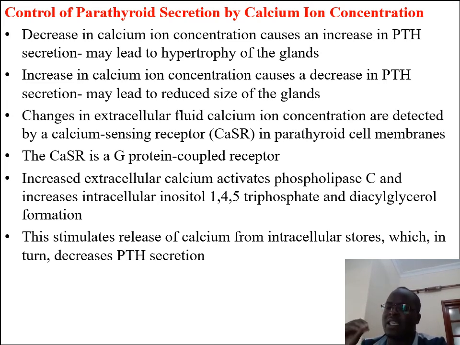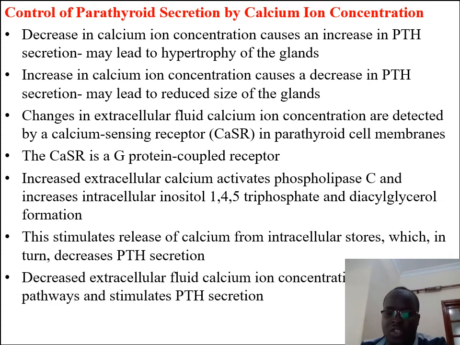There will be less release of parathyroid hormone. If you have less parathyroid hormone, there is less bone resorption, there is less absorption of calcium from the GIT, there will be less reabsorption of calcium in the kidneys. So in itself, you are going to have a decrease in calcium levels, because much of the calcium will be excreted in the urine. So you find that that will regulate the concentration of calcium.